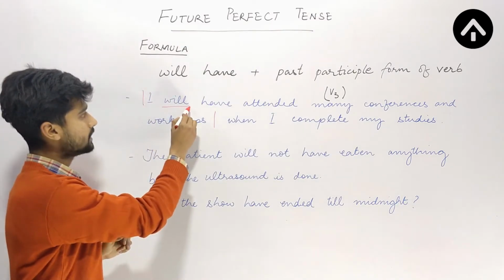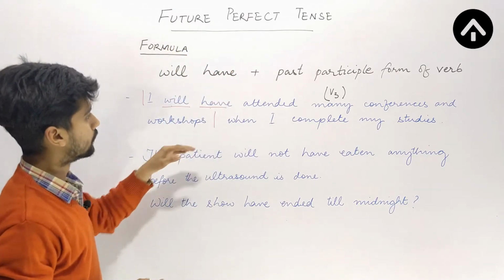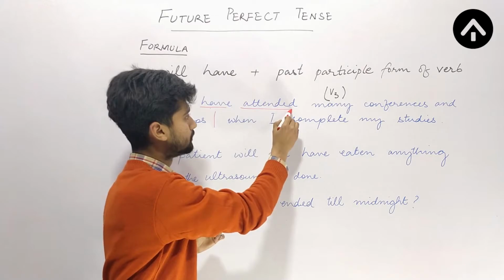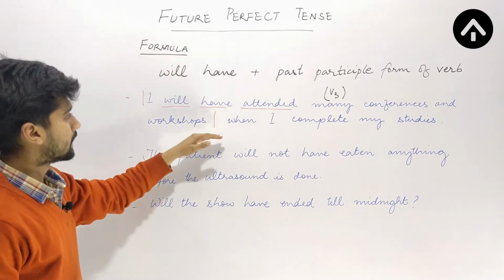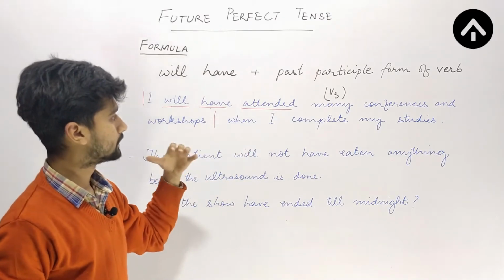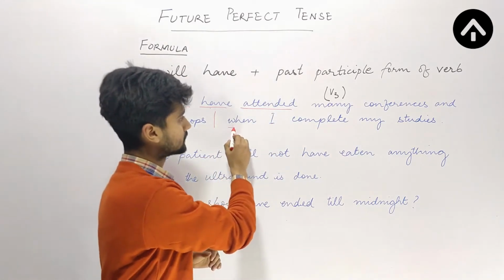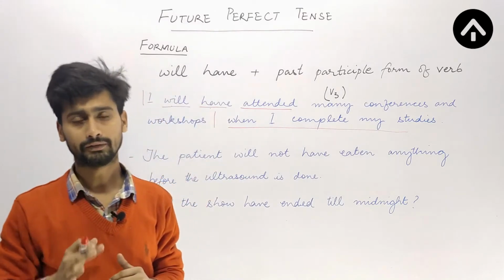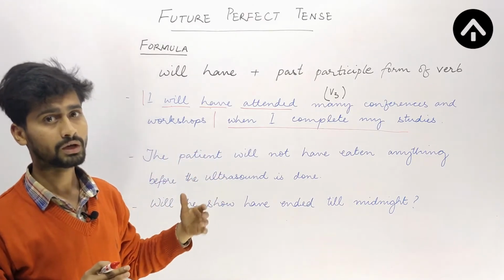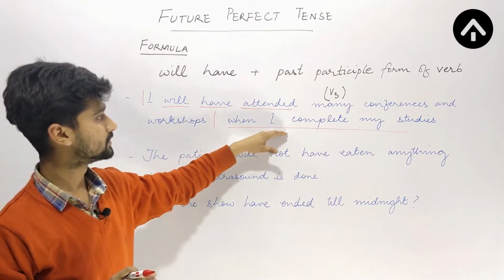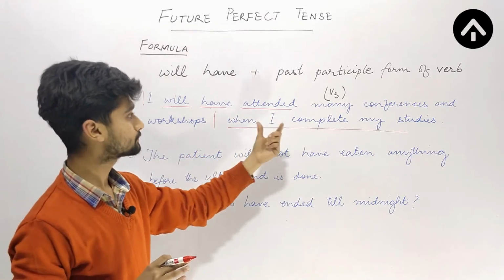Here, this "will" and "have", these two words are denoting future perfect tense. Along with that, I am using the third form of the verb attend: attended. After that, I am using a kind of conditional clause, right? So, when I complete my studies. Here the structure of this clause is present indefinite tense, so it's not so difficult. Whenever you use words like when, if, or after, you simply use the present basic form of the verb.